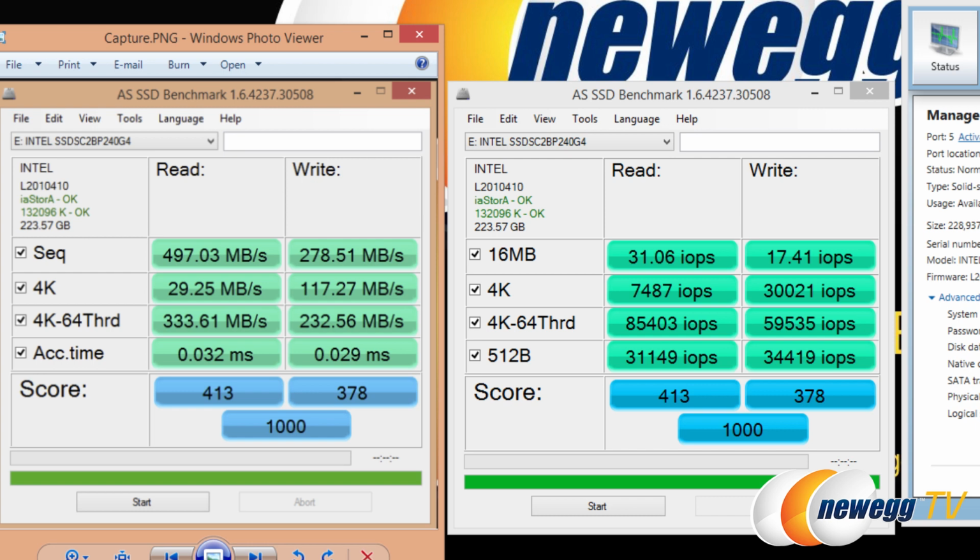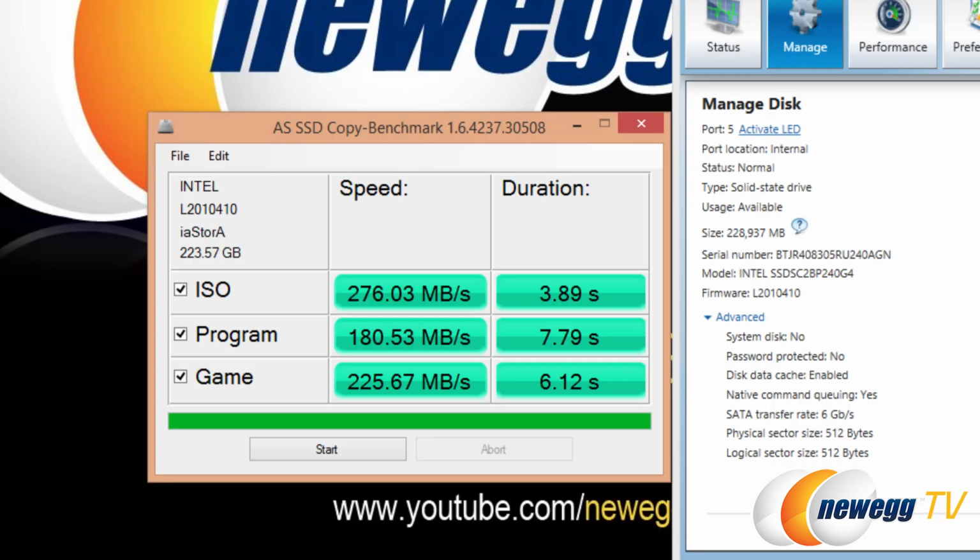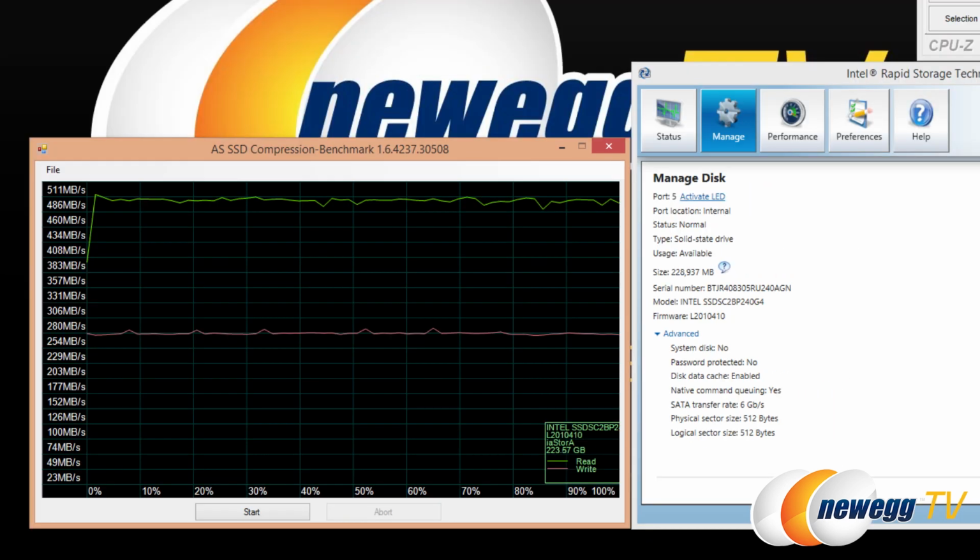And then we jump over to the IOPS, which has a maximum here. It looks like 4K 64 thread is reading at 85,403 IOPS on the read and 59,535 on the write. And moving right along, we have the AS SSD copy benchmark here, representing a synthetic for ISO copying as well as programs and games. We're seeing 276 megabytes per second in ISO, 180 for the programs, and 225 megabytes per second for games. And the speed at which these are being transferred, 3.89 seconds, 7.79 seconds, and 6.12 seconds.